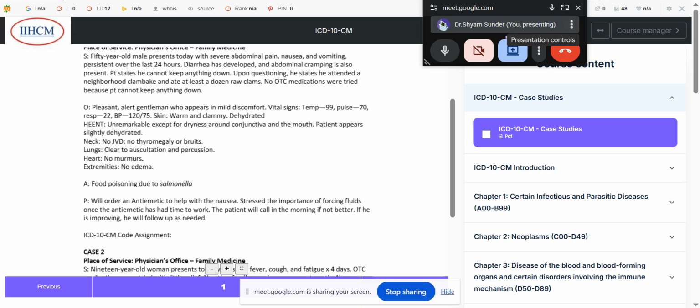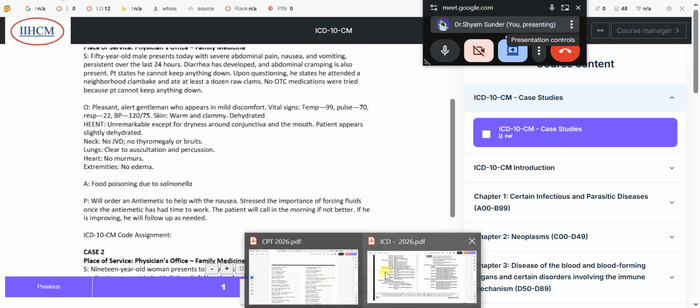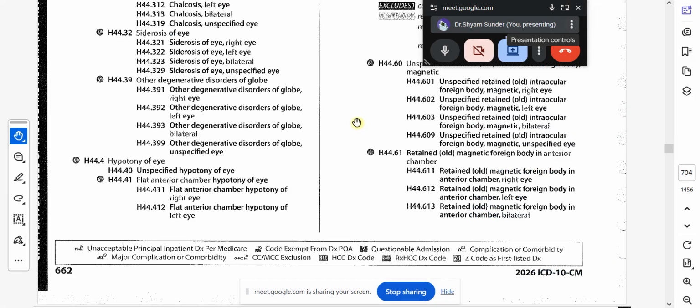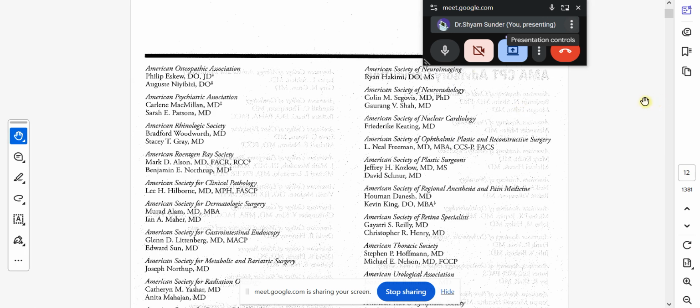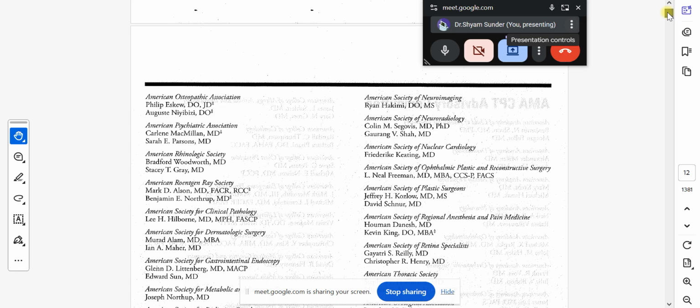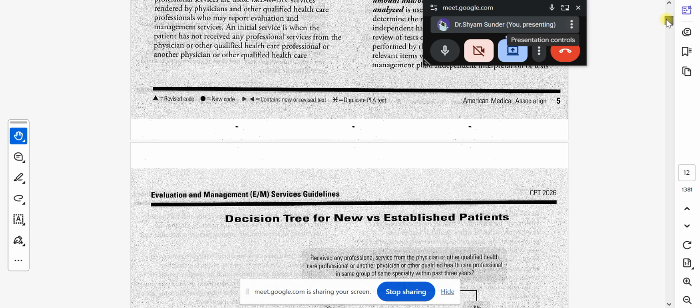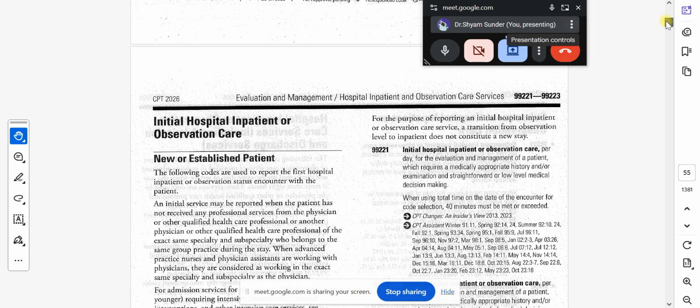All right. Now we discussed the MDM table. We know how to assign, and the principles of assigning the MDM as well as the final E&M code. Very good. Now let us look at the other places of service. Now it is your time. If I give you the place of service, you should be able to identify the code range.